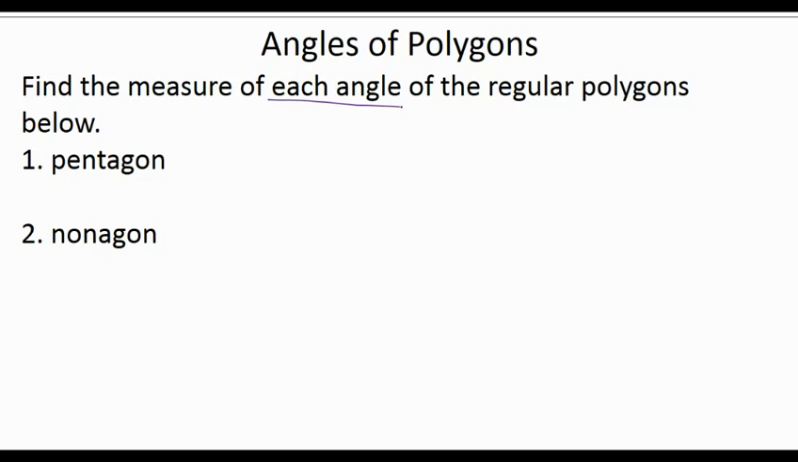All right, so you should have figured out that these two, a pentagon would be 5 minus 2 times 180, would be 3 times 180, which is 540. I'm going to divide that by 5 because there's 5 angles, and I end up getting 108 degrees. So each angle of a regular pentagon would be 108 degrees.